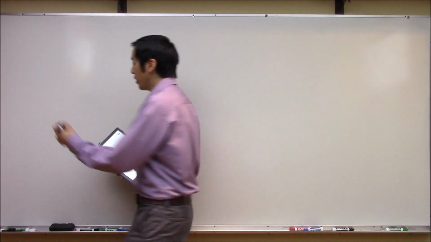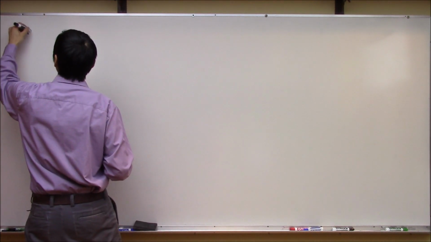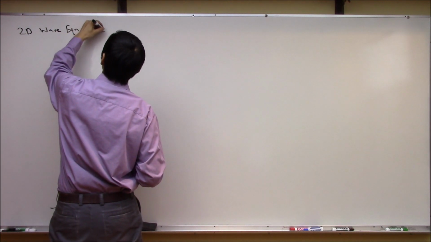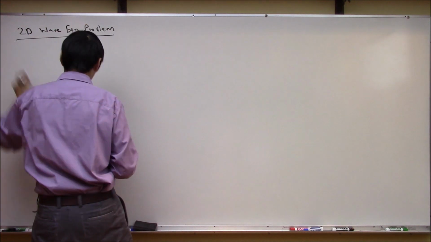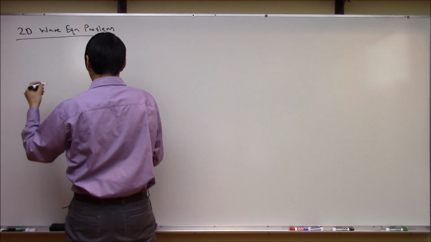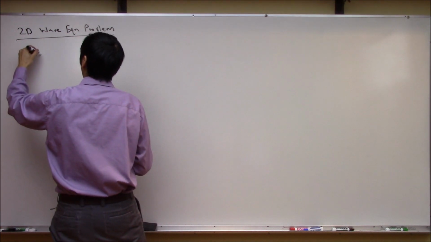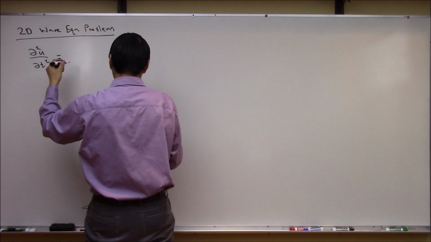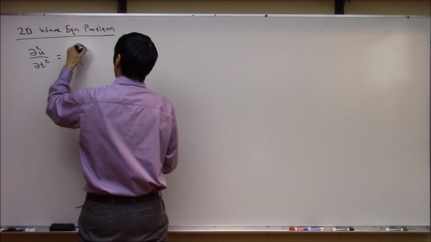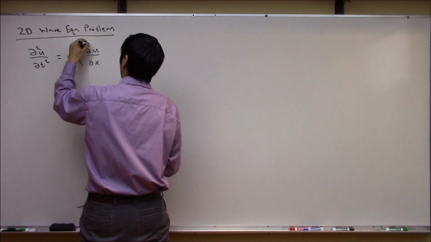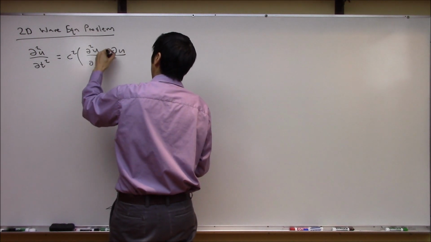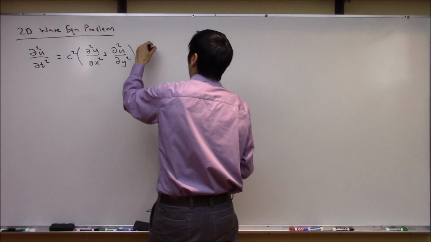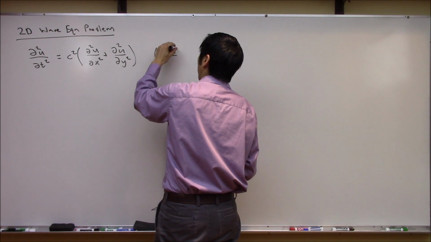Alright, so why don't we go ahead and start by just stating here the 2D wave equation problem. We'd like to pose this nicely before we get started. So if you remember, we said our two-dimensional wave equation was d squared u dt squared is equal to c squared times the Laplacian of u, so something like this, right? Partial squared u with respect to y squared. Okay, so this was our PDE that we're interested in solving.